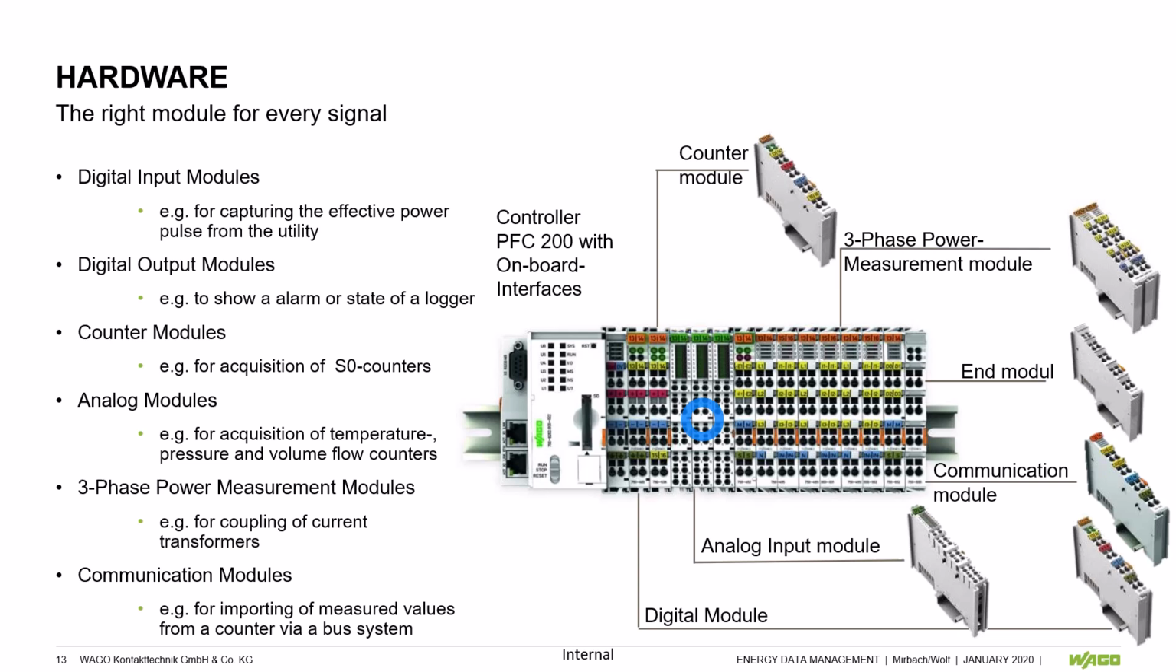Here you see all the possible modules. So we have a counter module, analog input modules, very often used and necessary to measure any kind of physical sensors, a three-phase power measurement module, a communication module, a serial interface for EnOcean or Modbus RTU, and the end module.